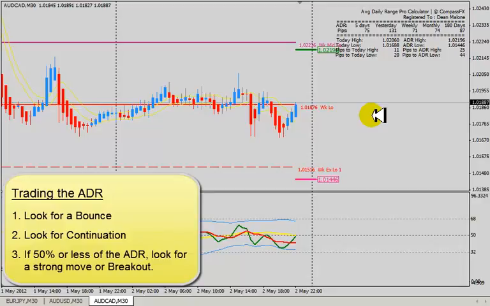Well, folks, that's the techniques for trading the average daily range. Look for a bounce towards center, a continuation because of some economic event or news, or a breakout if the market stays flat sideways with 50% or less of its average daily range.